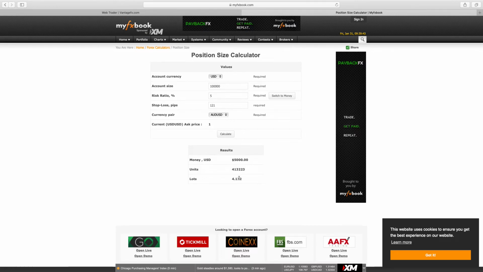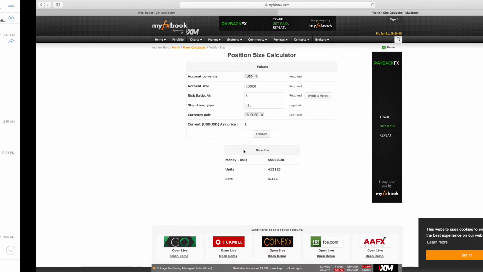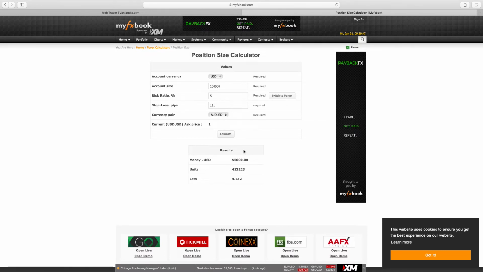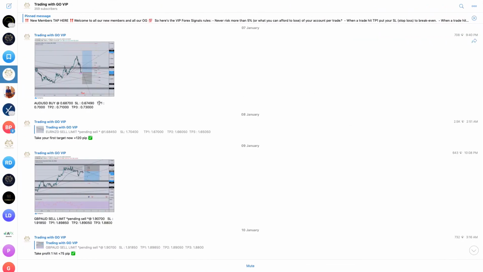So 4.13. So let's say you have one position, as I said, one position. You just want to aim for TP number 1. You just click, you open a buy or sell order, and you put the 4.13, and that's it. But let's say you have two positions. You want to aim for TP number 1 and TP number 2.